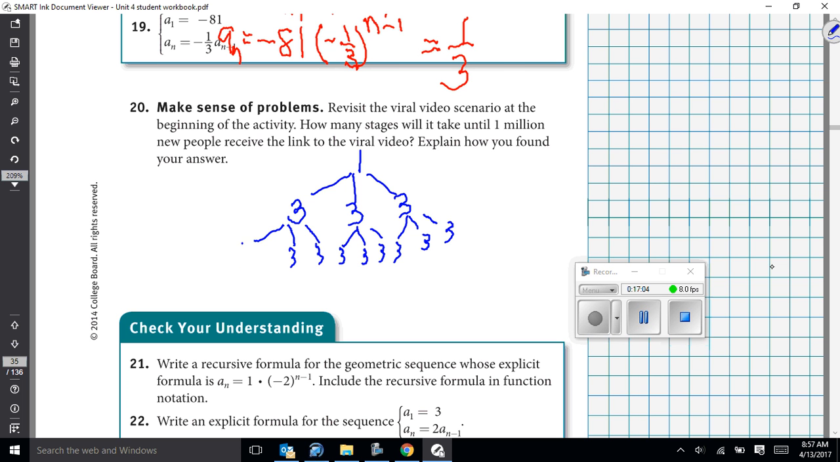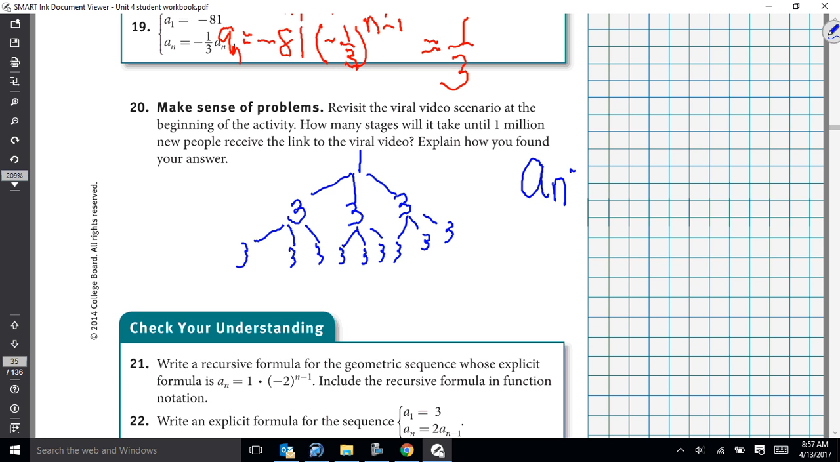So what was the explicit formula for this one? So we started with 1 person, right? And how many people were multiplied each time? 3. Alright, so for this one, we're kind of working backwards, right? Because we want to know, when is this number going to be 1 million?